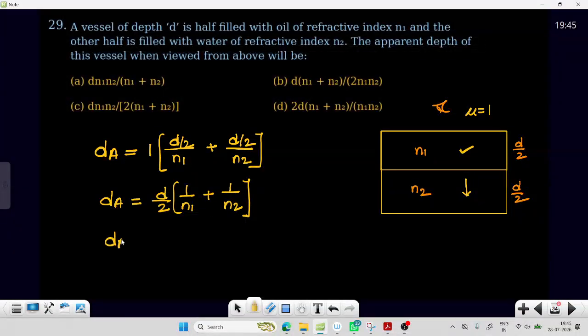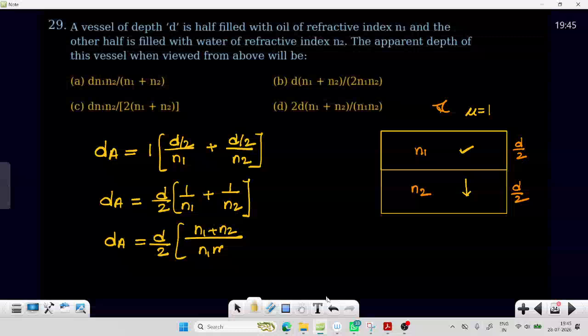So you can see now here, d by 2 into the LCM. So we have n1 plus n2 by n1 into n2. Yeah, that's it. Okay.